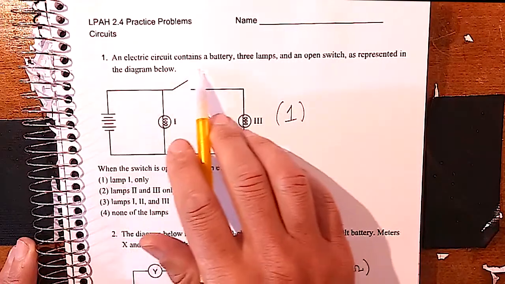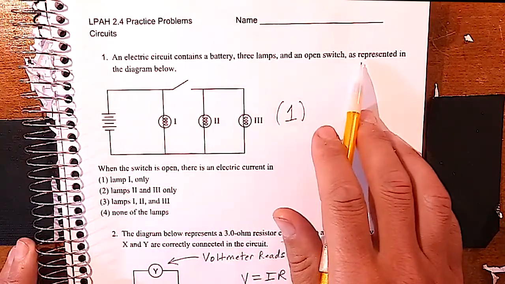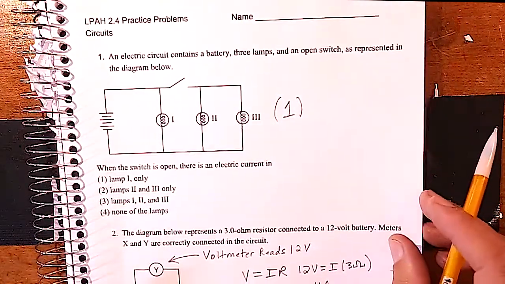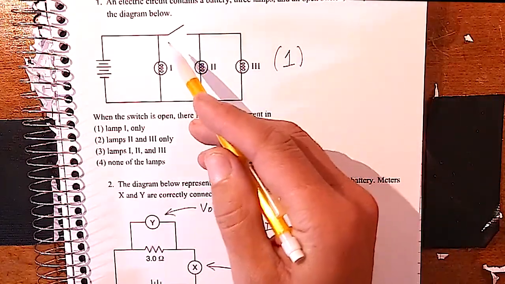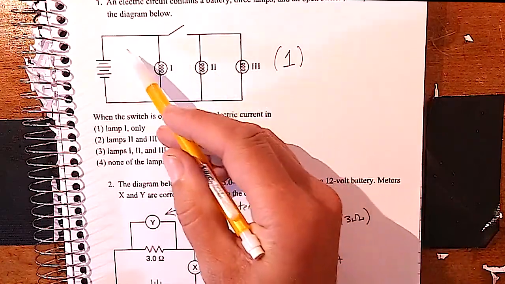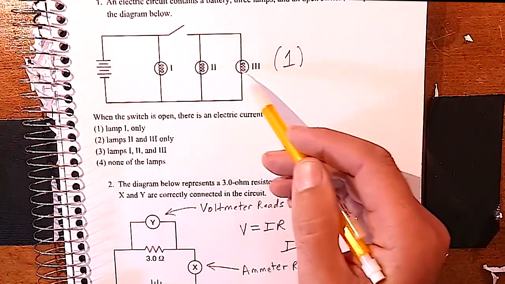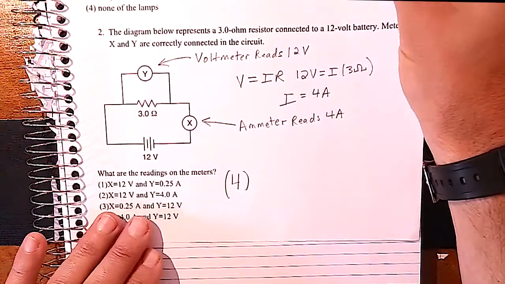So in this one, they give us an electric circuit with a switch that's open. And the question is, when the switch is open, there is electric current where? So if the circuit is open, it means electrons can't get over to this section of the wire. So electrons can go down here and get through 1, but it can't get to 2 and 3. So lamp 1 only will be lit.